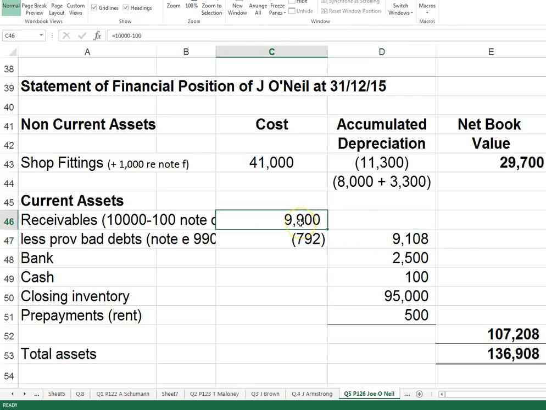And so what we're doing there is saying at the end of the year, our customers owe us 9,900. Of that, we think 8% or €792 are not going to pay us. So this 9,108 is a more realistic or a more prudent figure. It's a more cautious figure. We're not overestimating the amount we're going to get ultimately.